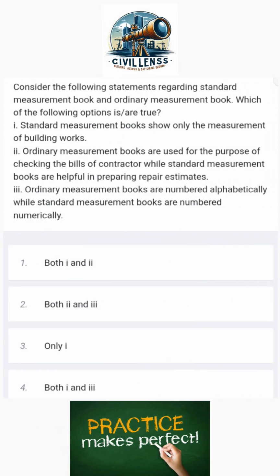Next, consider the following statements regarding standard measurement book and ordinary measurement book. Which of the following options are true? Standard measurement books show only the measurement of building works. So the first statement is right. Next, ordinary measurement books are used for the purpose of checking the bills of contract, while standard measurement books are useful in preparing the repair estimates. The second option is right. And the third option is, ordinary measurement books are numbered alphabetically, while standard measurement books are numbered numerically. So the third option is wrong. So both 1 and 2 are right.